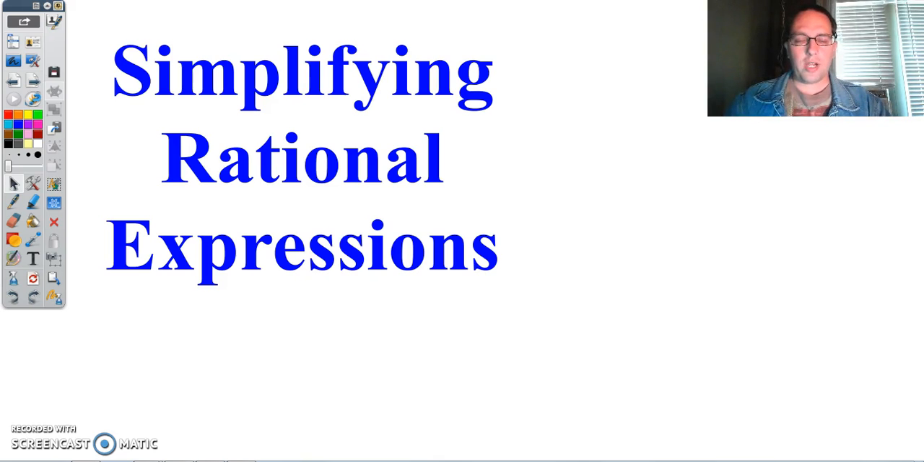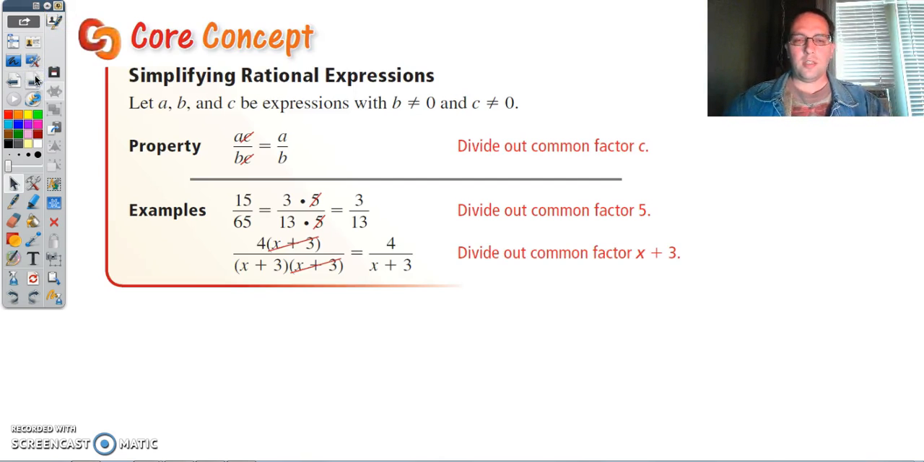Now if you remember rational expressions, these are expressions with x's and y's that look like fractions. Specifically, these are expressions where we have the variable in the denominator. And since these look like fractions, they actually act just like fractions. We simplify them the exact same way we do fractions.